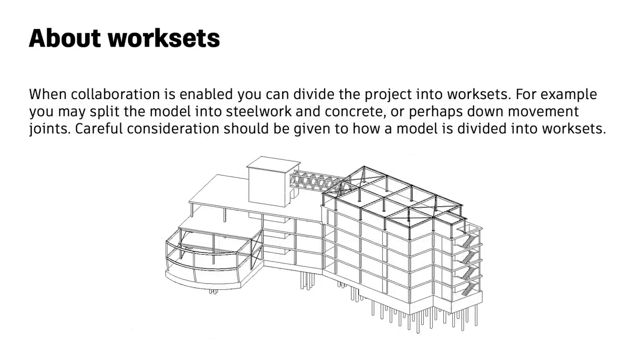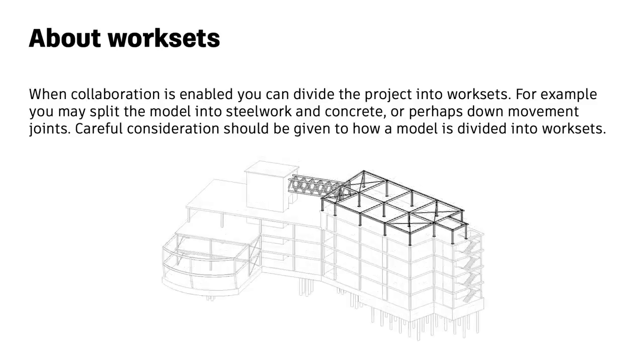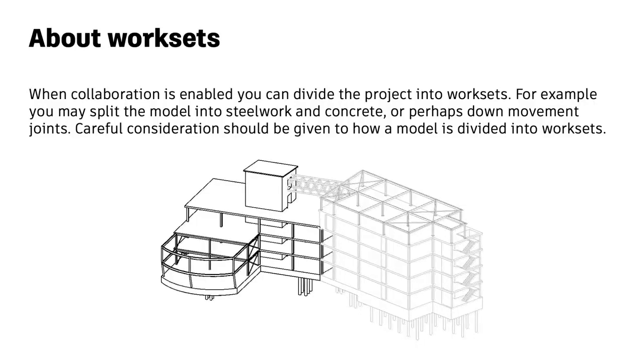When collaboration is enabled, you can divide the project into work sets. For example, you may split the model into steelwork and concrete, or perhaps down movement joints. Careful consideration should be given to how a model is divided into work sets. Perhaps by level and structure type, in this case the roofing steelwork and skybridge. Or perhaps by structural movement joints, in this case the west wing of the structure.